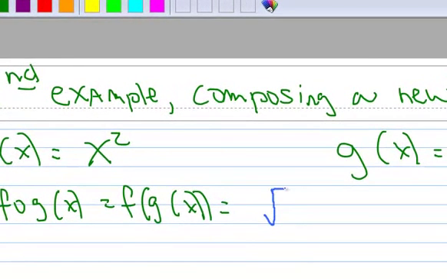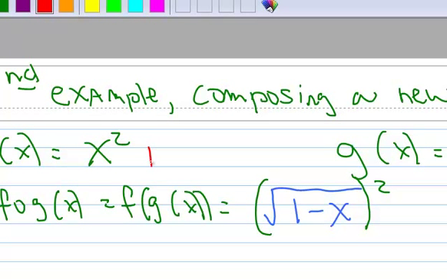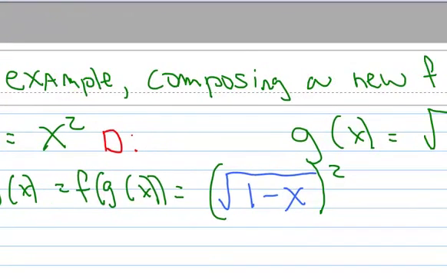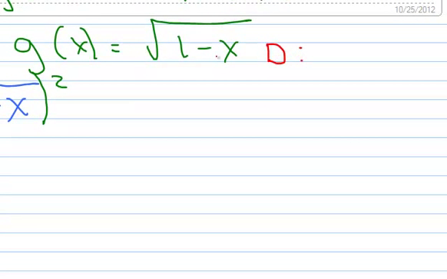So we've got the square root of 1 minus x. There's my g of x. And remember, the original f of x was squared. Okay, so there's my new composition. And we want to calculate the domain or figure out the domain. Let's go back and figure out the domain of each one of the original functions.